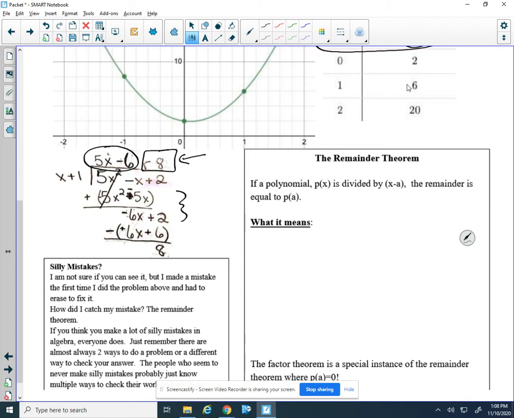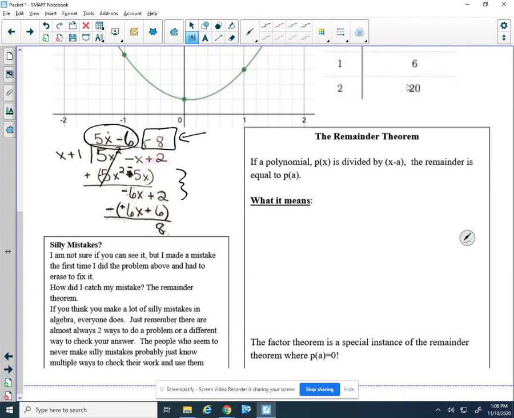So if you think you make a lot of silly mistakes in algebra, everyone does. We all make mistakes. There's a lot of little steps. Just remember there are almost always 2 ways to do a problem or a different way to check your answer. The people who seem to never make silly mistakes, so you think, I make silly mistakes, but this person always gets everything right, they probably just know multiple ways to check their work, and they use those ways to check it. So think about that. Find these ways, like there's always ways to kind of work in a different direction to see if your algebra is correct.